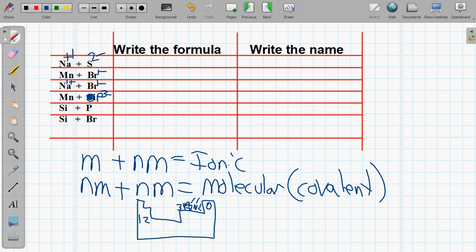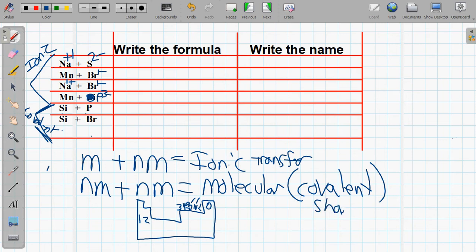We don't know what the oxidation number is just yet. Okay? These two, this is a non-metal, this is a non-metal, non-metal, non-metal. So these are covalent. These are ionic. So for the covalent ones down here, the charges don't matter because they're going to share electrons. These transfer electrons. These share electrons. All right?